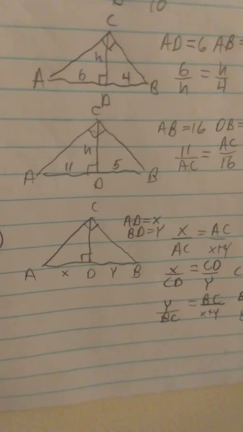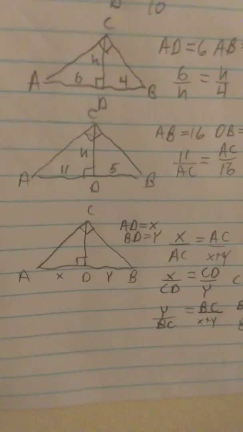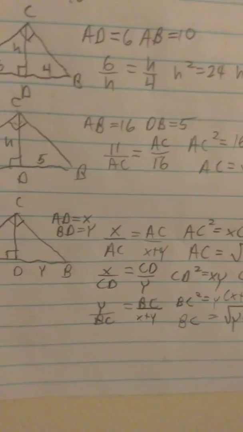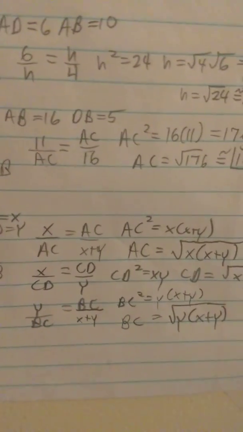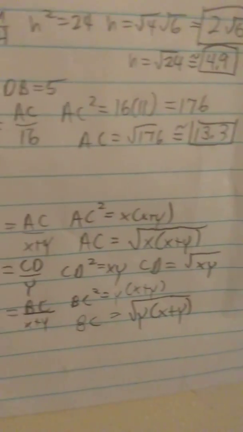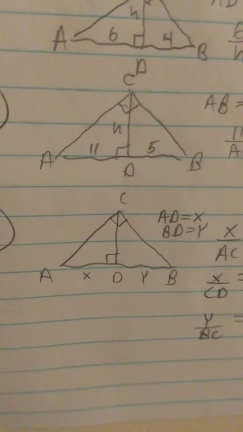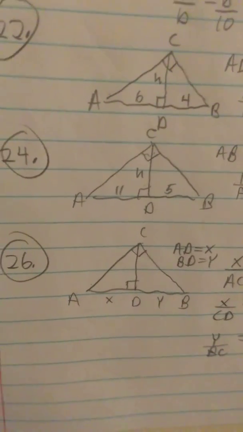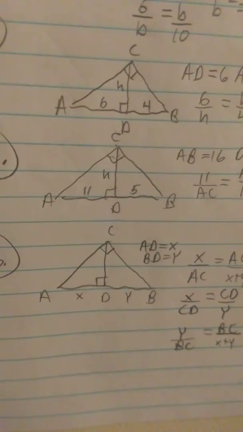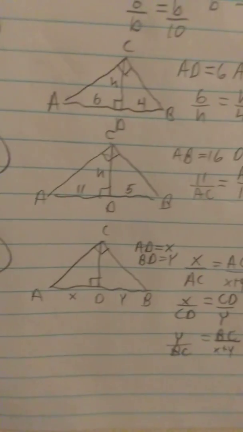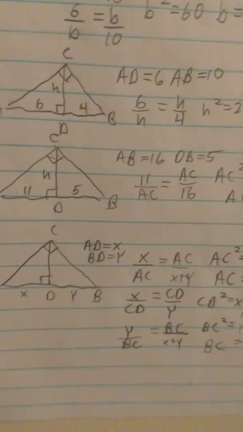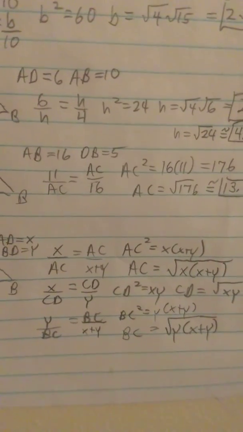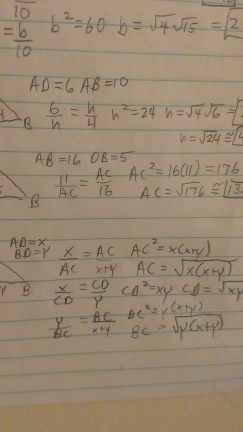Then to find CD, the height, x over CD is equal to CD over y. So CD squared would be xy, and CD would just be the square root of xy. Okay, and then to get the part of the leg above y, y over BC is BC over x plus y, the whole base. So BC squared is y times x plus y, giving BC equals the square root of y times x plus y.